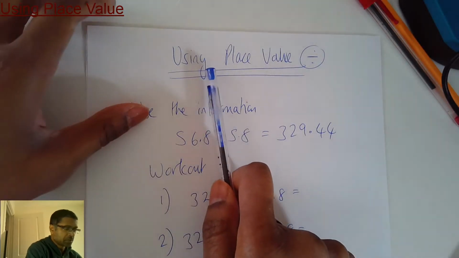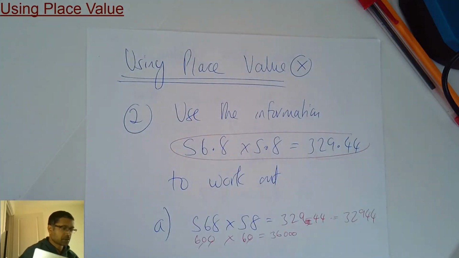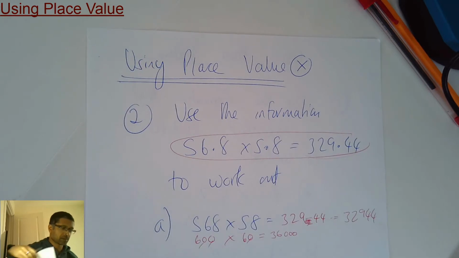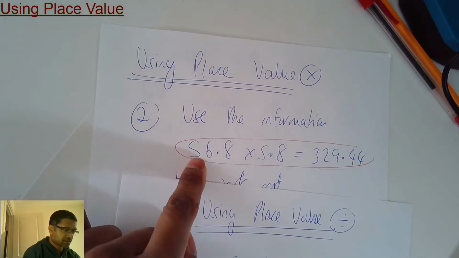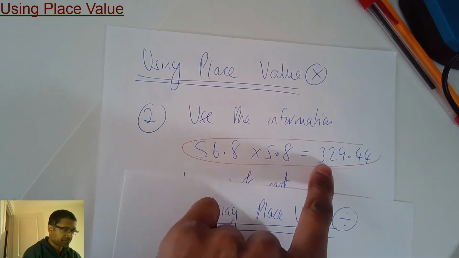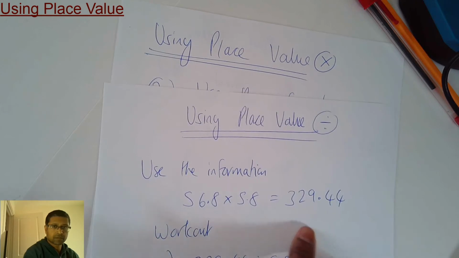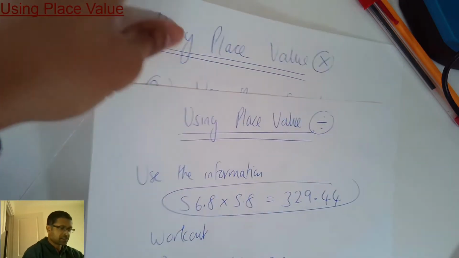I want to continue with using place value, but this time division work. That's my previous video, using place value involving timesing. So this is what I had last time, using the information here. I've got the same thing again over here. So I'll continue with this now.